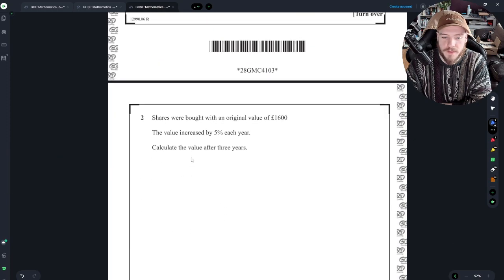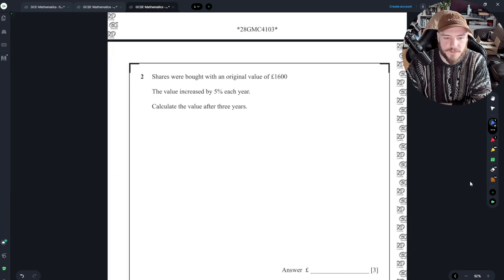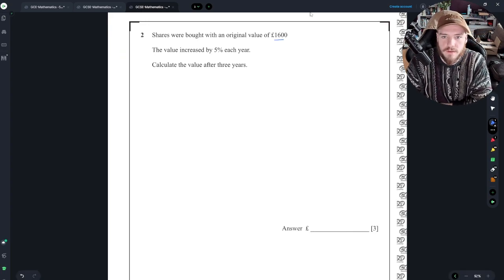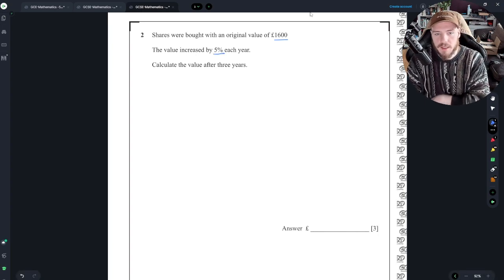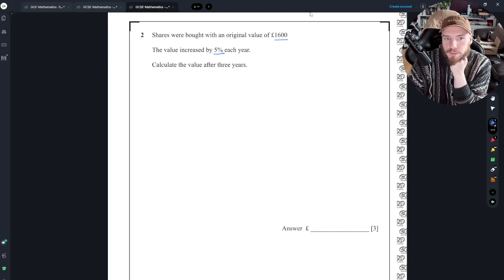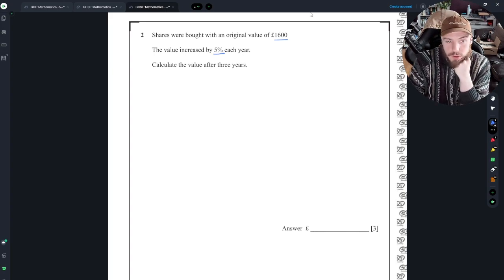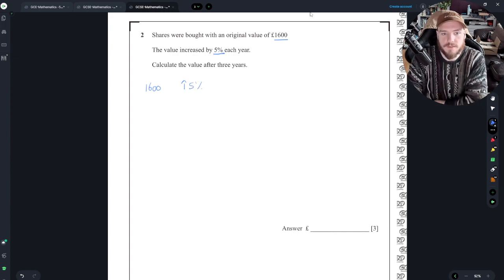Shares were bought with an original value of 1,600. The value was increased by 5% each year. Calculate the value after 3 years. So our original value is 1,600, and it's increasing by 5% each year.